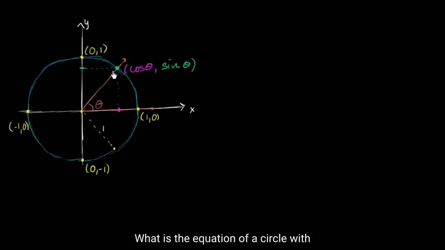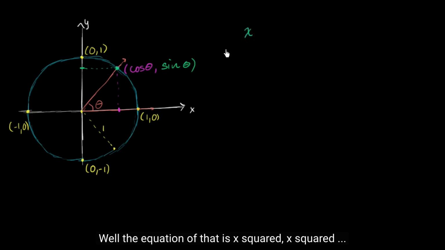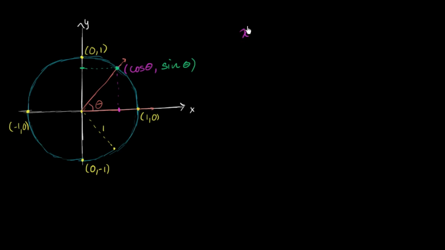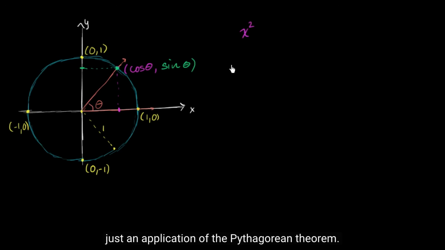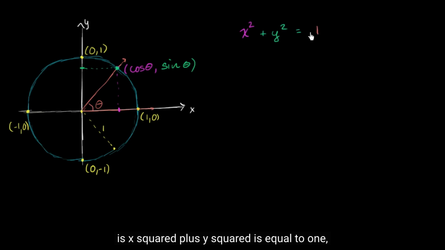So what is the equation of a circle with radius 1 centered at the origin? Well, the equation of that is x squared. We have other videos where we really prove this using the distance formula, which is really just an application of the Pythagorean theorem. The equation of a unit circle centered at the origin is x squared plus y squared is equal to 1, is equal to the radius squared. This distance right over here is equal to 1.